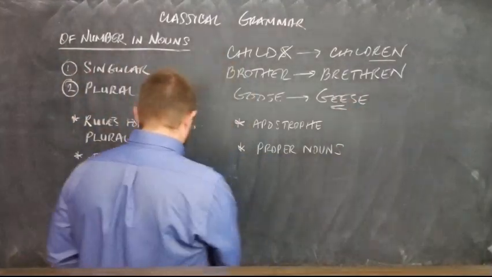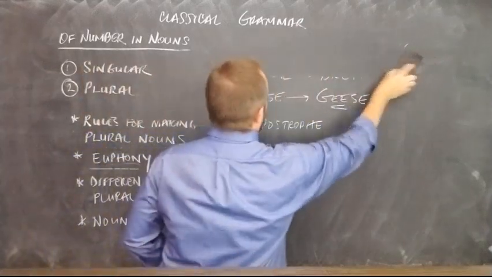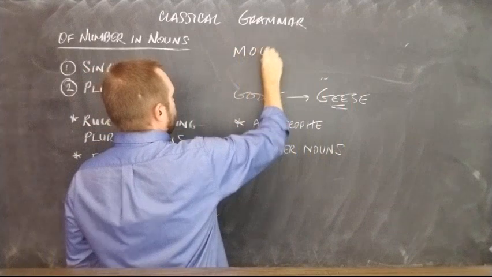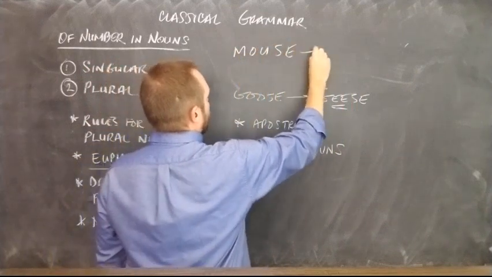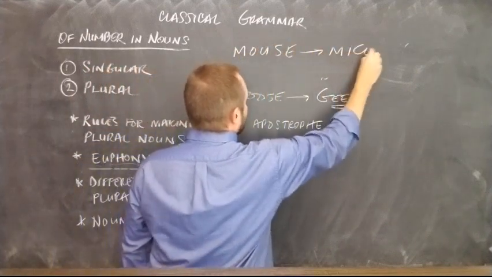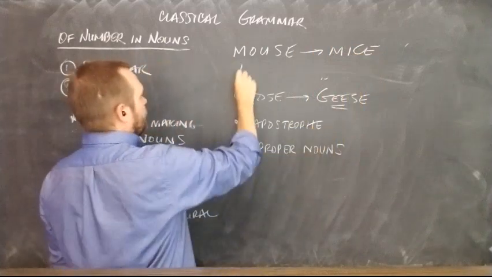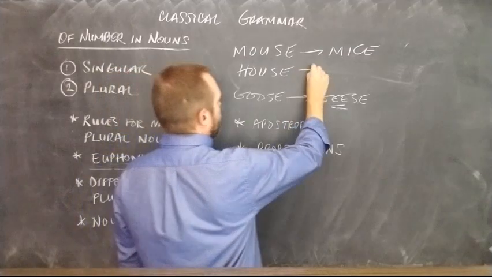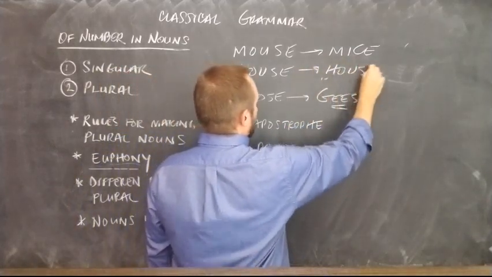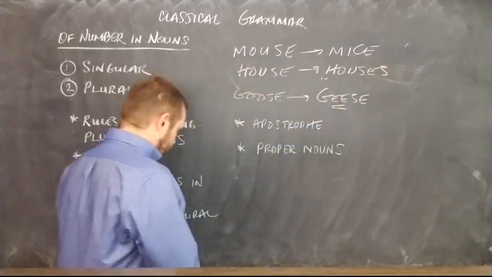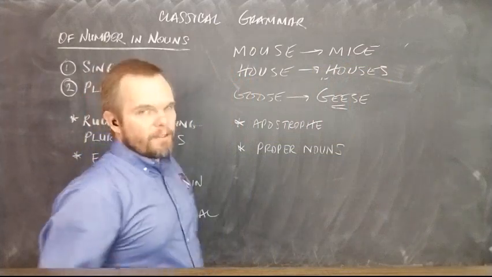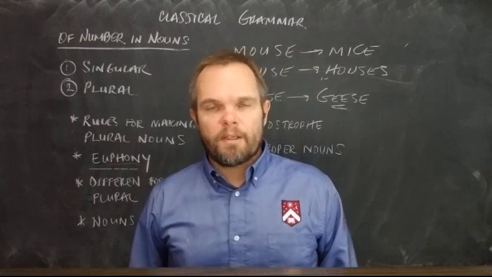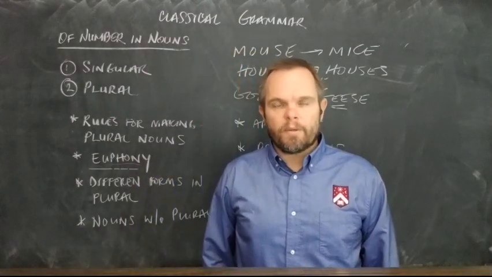Another common example, mouse, we say mice. But a word that looks very similar to mouse, house, we say houses. And so you can see that there's just a variety in these ways of forming plurals, and you need to be comfortable with that variety.